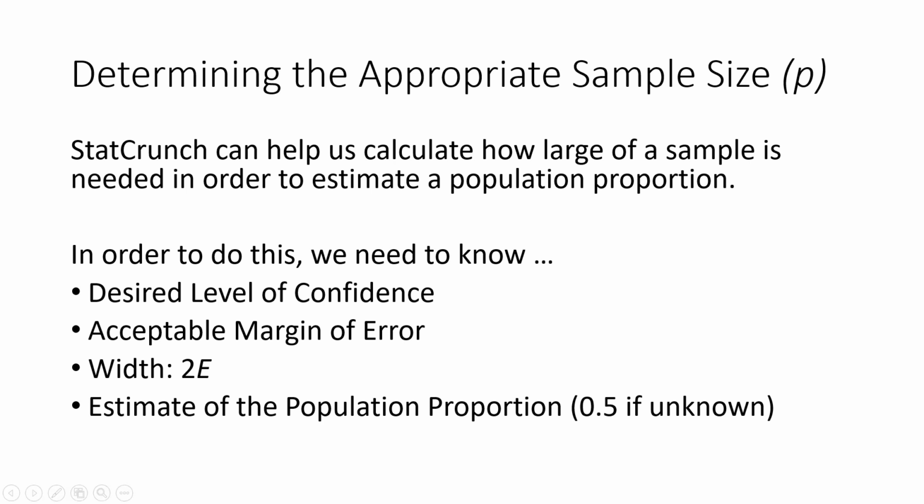In order to do this, there's a few things we need to know. First, we look for the level of confidence that we desire. Second, the acceptable margin of error, E. This is how close we want to get to the actual population value. We'll also need to know the width of the interval, which is 2 times the margin of error. And finally, we need an estimate of the population proportion. In StatCrunch, this is called the target proportion.